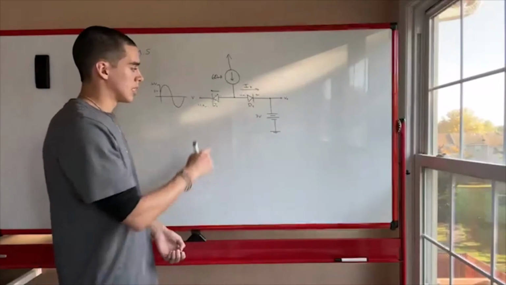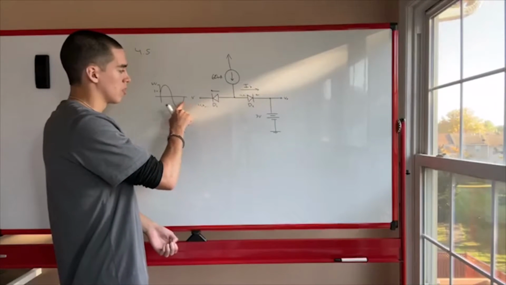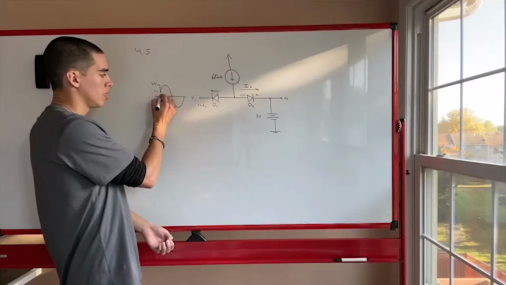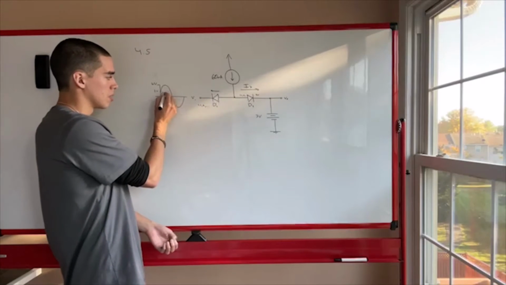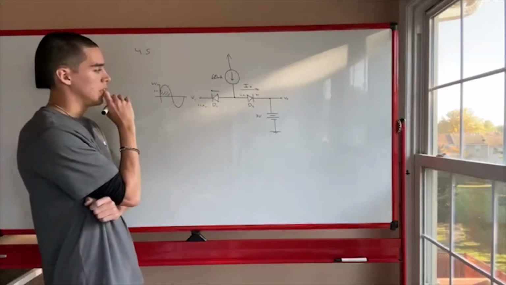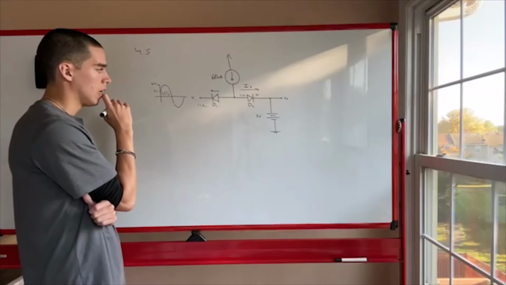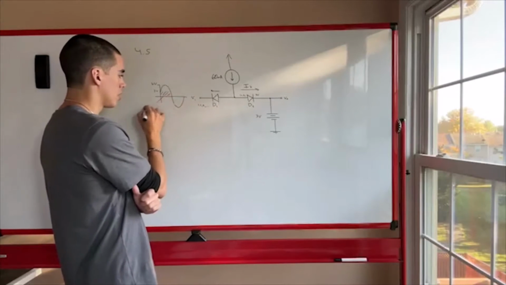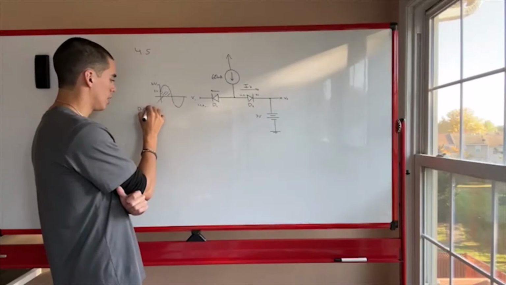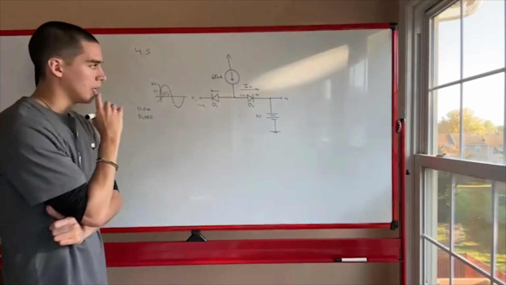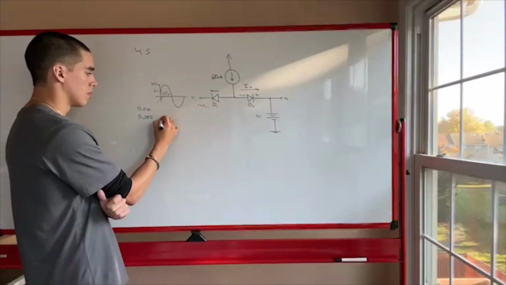So basically, if the input voltage is from 0 up to 3, this whole area, D1 is going to be on, and D2 is going to be off. Okay, so that would mean IB is 0.